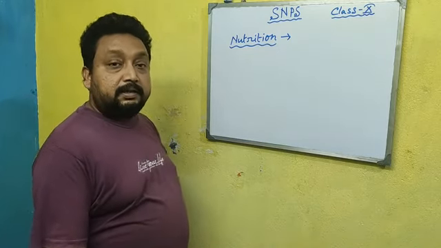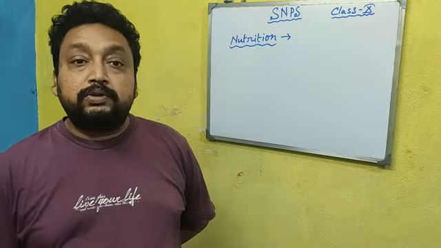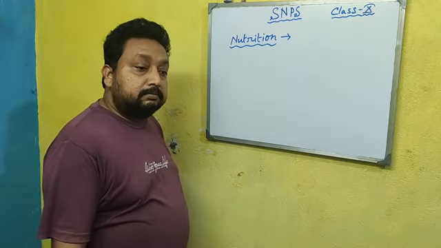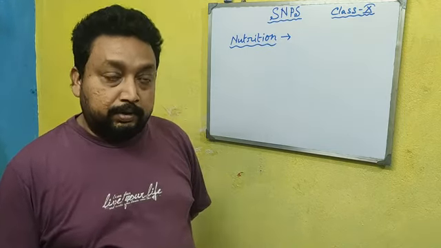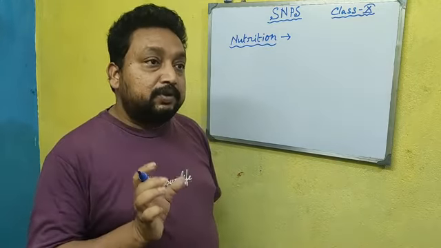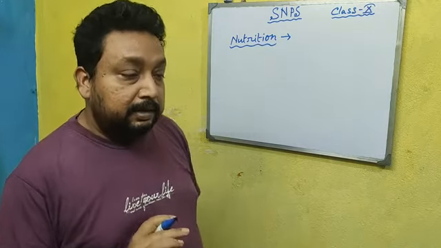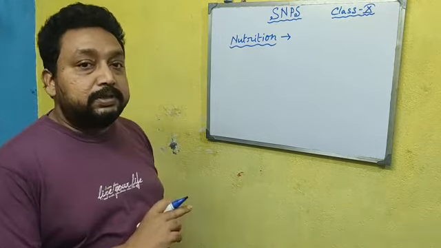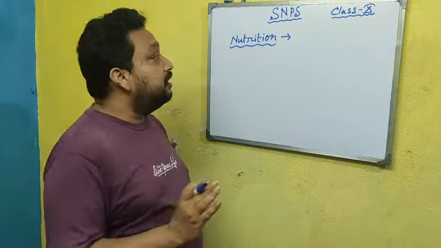This is my third class for you. In the previous two classes, we discussed photosynthesis, the process of plants, meaning autotrophs. We are going through the chapter on life processes, and photosynthesis is the first part of life processes. This is the second part, that is nutrition. It is related to photosynthesis.